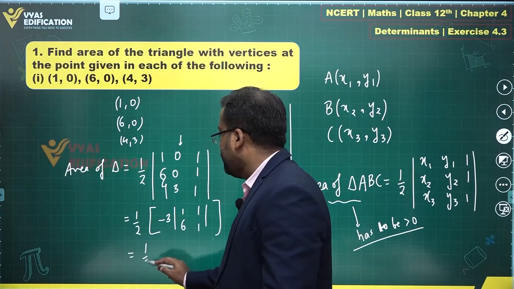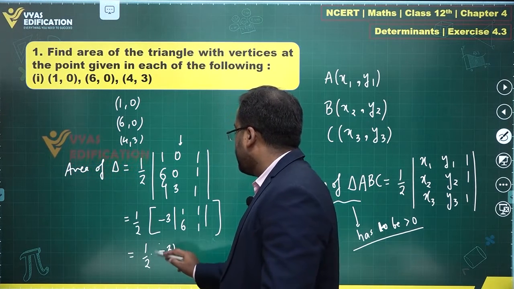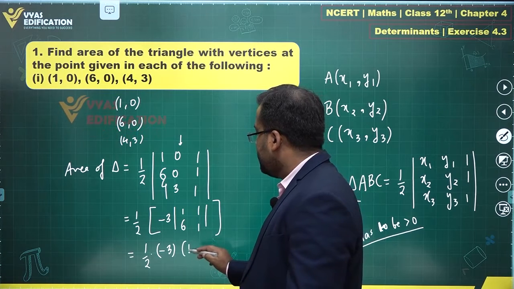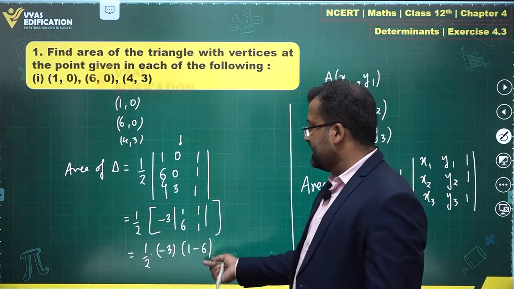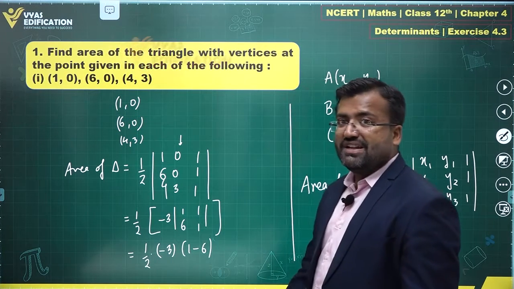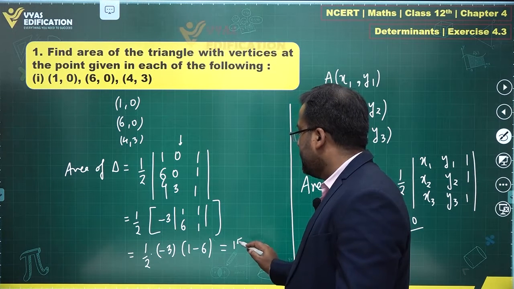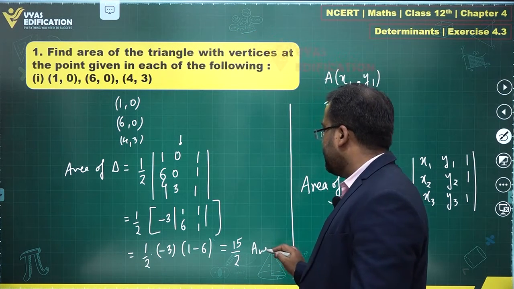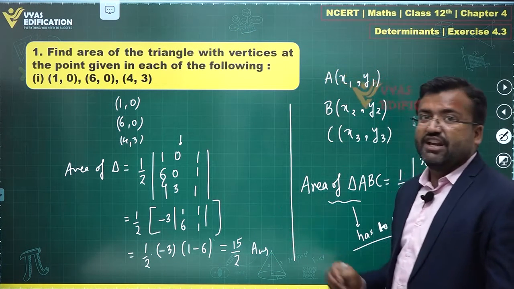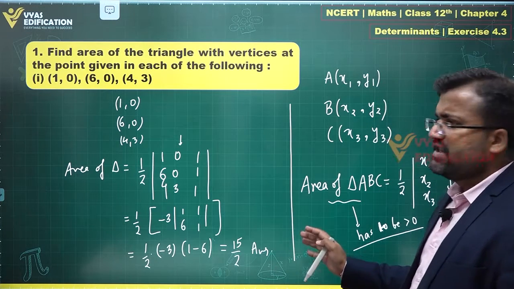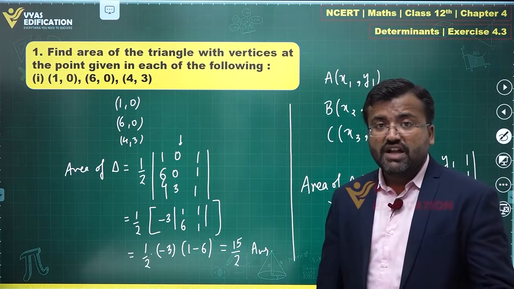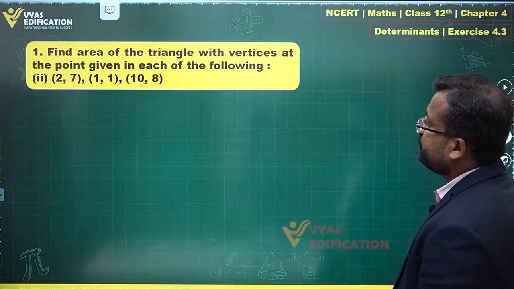Okay, so this is 1 by 2, which is okay. Minus 3 is okay, and this determinant will be 1 minus 6. Yes, and what is this? This is minus 5, times minus 3 is 15, by 2 is what you get, and that's my answer for this question. 15 by 2 is the area of this triangle. Is that all? Yes, that's all in this question. Let's move on to the next one after this.